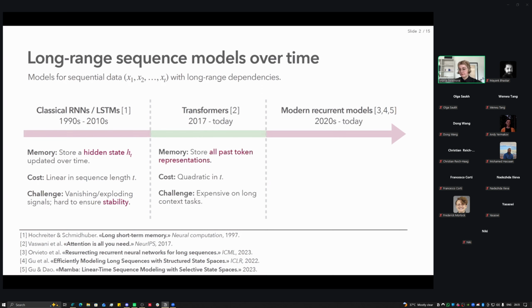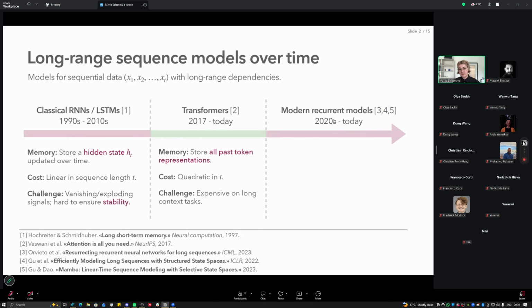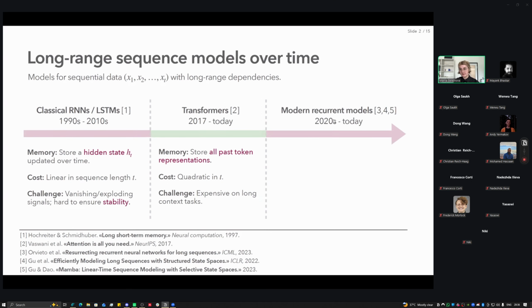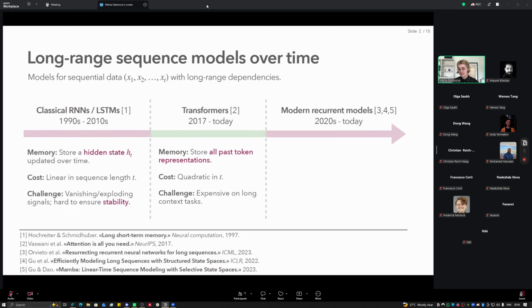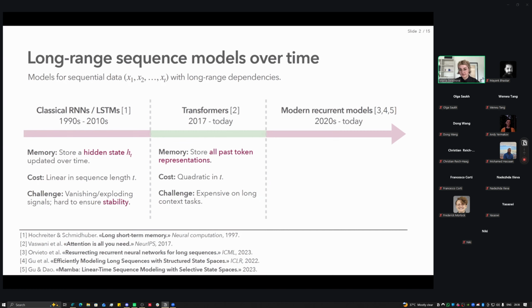But as you probably know, more recently, transformers have become perhaps the most popular architecture for sequential data. In comparison with recurrent models, transformers need to store the representations of all the previous inputs in order to compute the attention matrix. And this makes the computational cost of transformers quadratic in the input sequence length t. So even though transformers perform really well in practice, the computational cost becomes really large on long-range tasks.